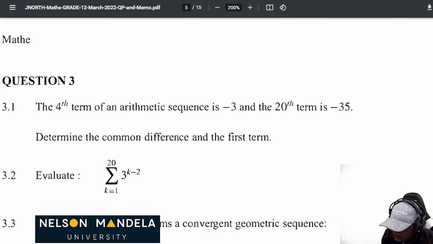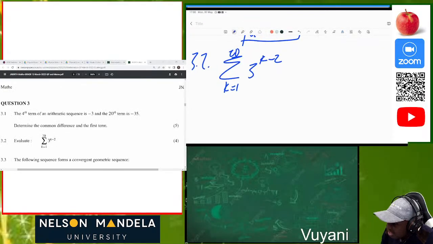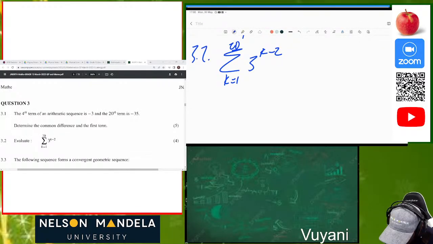Okay. Then 3.2, they say evaluate that sum. So we're given the sum as k is equal to 1 to 20 of 3 to the power k minus 2. In this case, this sigma is representing sum. So in other words, we must calculate the sum of that geometric sequence. Let's do it. The first thing is to know the sequence. So we substitute 1 there. So it's going to be 3 to the power 1 minus 2. Then we get 1 over 3.